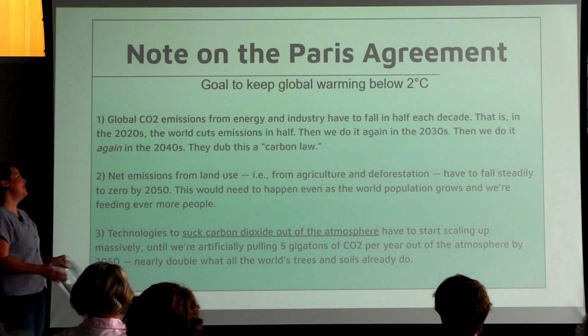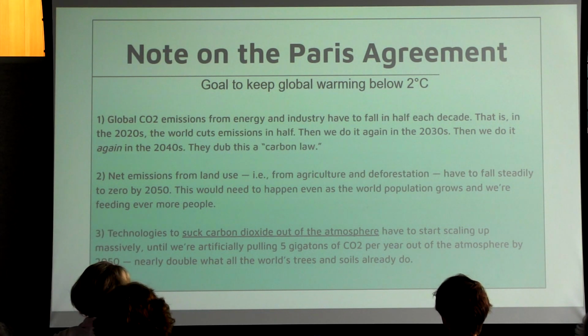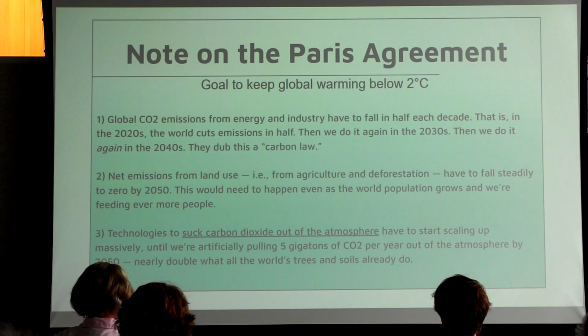This is from a science article called A Roadmap to Rapid Decarbonization. And basically what they did is they broke down the Paris Agreement and put numbers behind it. A bunch of scientists were like, okay, you threw out a bunch of wish list stuff. Now what will it actually take for us to hit these, right?